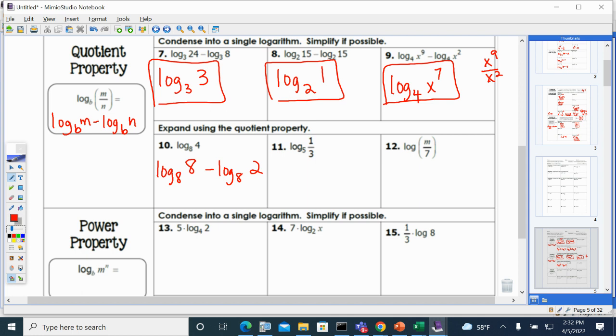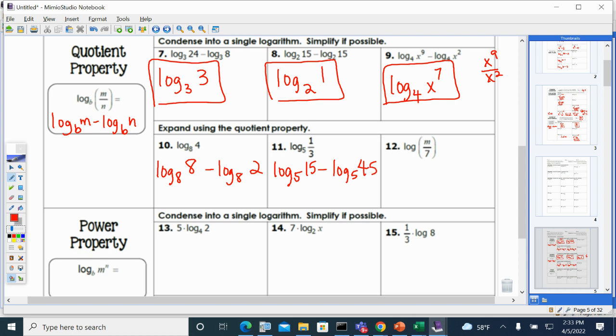On number 11, there's always lots of different answers here. So you may be thinking of something that I'm not writing. I need two numbers that divide to give me 1/3. And you could use 1 and 3. I'm going to use 15 and 45. 15 divided by 45 is 1/3.